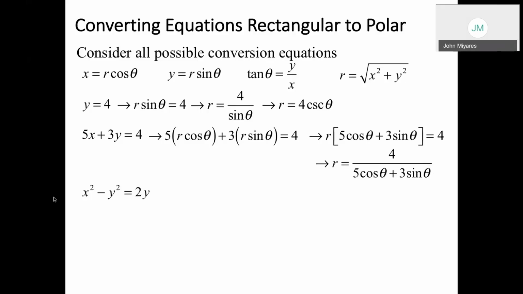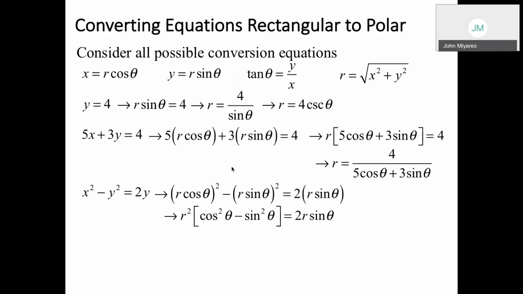For the third example, we're going to try a similar approach, but the results are going to be a bit more messy. We know x equals r cosine theta and y equals r sine theta. So we can substitute those everywhere we see x and y, which will get us what you see here. Squaring out each term on the left side of the equation and factoring out a common factor of r squared gives us r squared times cosine squared theta minus sine squared theta equals 2r sine theta.